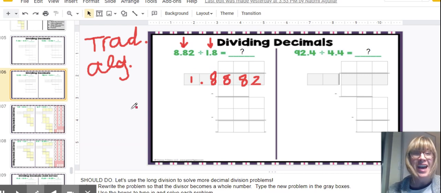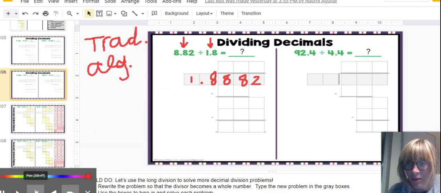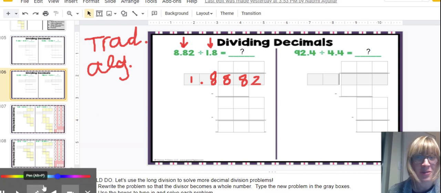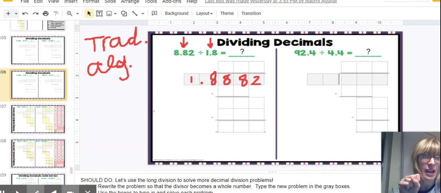Why does that decimal keep going away? It's like a magic trick. Why won't it stay? Weird. We'll try a different color. How about a different color? What? Okay, that's very strange. I don't know why it's doing that. Either way, we are going to go ahead and divide.